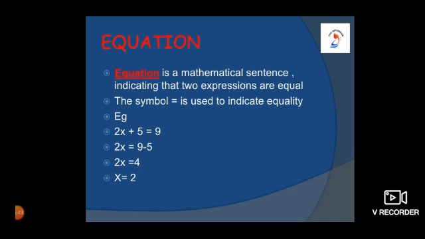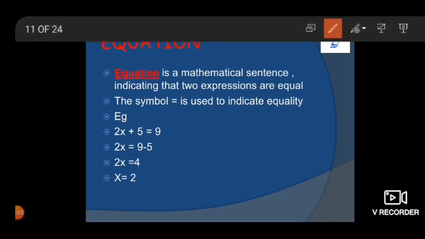So we have discussed what is an expression. As I have told you, expression is not an equation because expression will not contain an equal to sign. Now we will discuss about an equation. An equation is a mathematical sentence indicating that two expressions are equal. So in the equation only you will have an equal to sign. This equal to sign is used to indicate equality. Let us discuss an example.